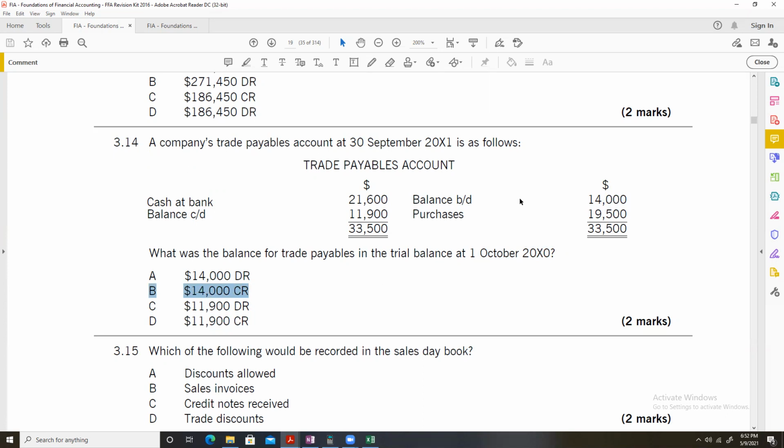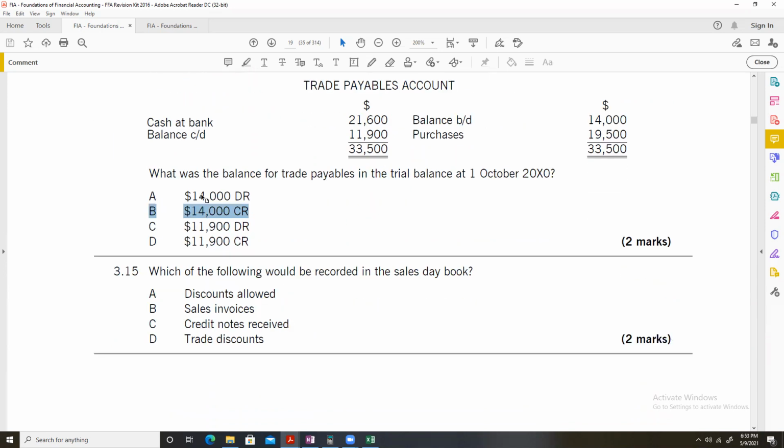Now, opening balance, as payables are liabilities and liabilities show credit balances. So we will take the 14,000 credit balance. So this is the correct answer. B is the correct answer to this one.